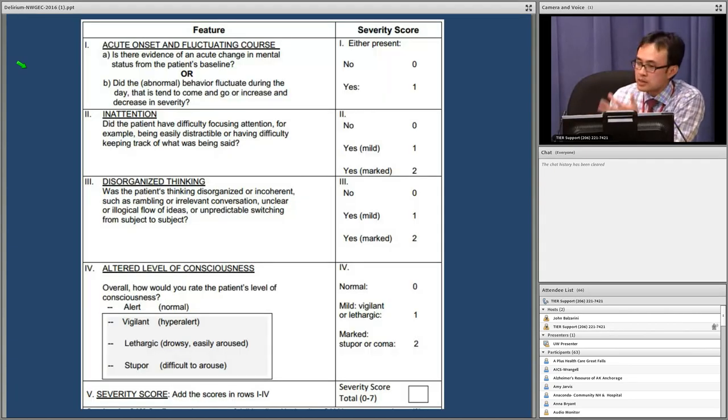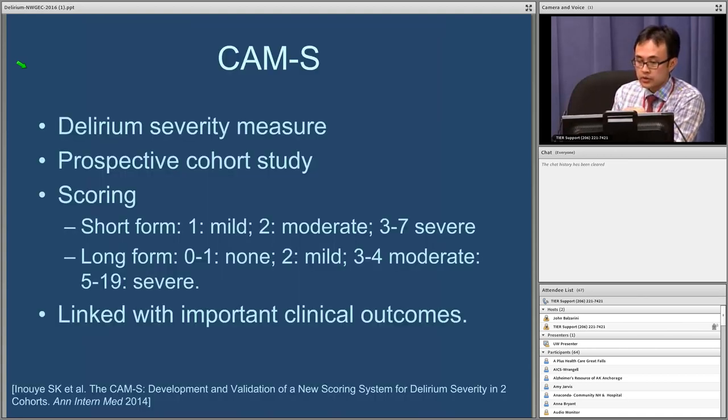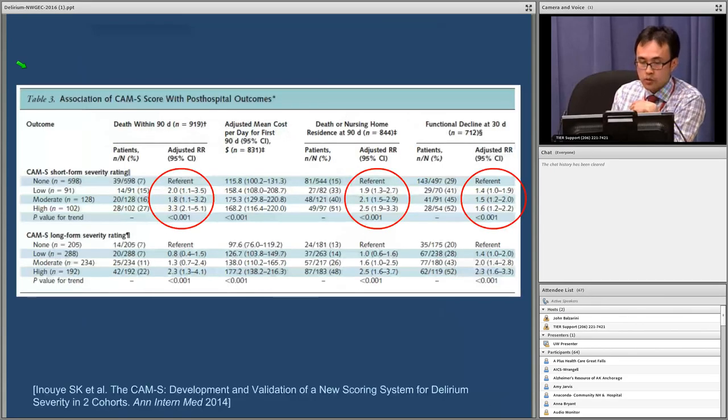And so this is an example of what the short form looks like. Still, it focuses in on those four important key aspects of the CAM. The acute onset and the fluctuating course, yes or no. The inattention, so now in the inattention, you could have a mild form and a marked form, and disorganized thinking. Again, mild or marked, and the altered level of consciousness. Either it's normal, you could be mild where they're vigilant or hypervigilant, or lethargic, versus a very much marked altered level of consciousness where they have stupor or a coma. And then it's graded onto a severity score there as well. Sorry, went the wrong way.